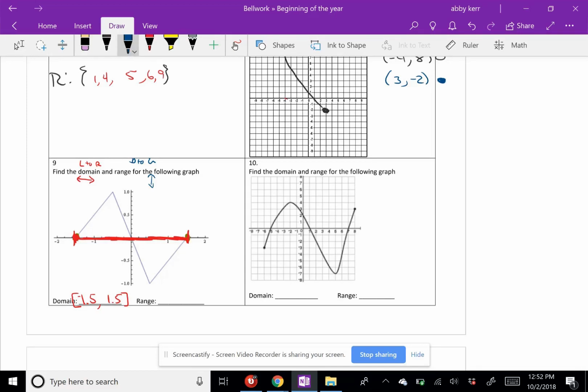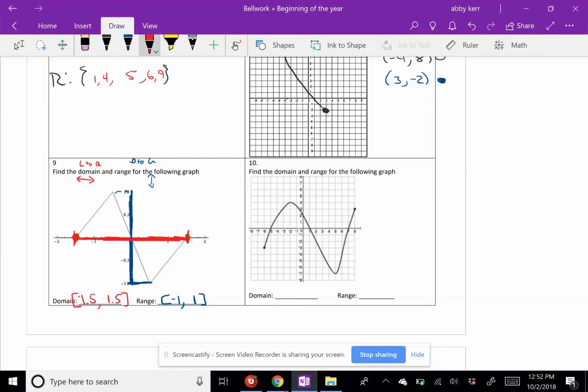Now you do the same thing. How low does my graph go? What's the smallest point? It goes all the way to level -1. How high does my graph go? Goes all the way to a level 1. So my interval for domain is from left to right, negative 1.5 to 1.5. And then the range is -1 to 1.